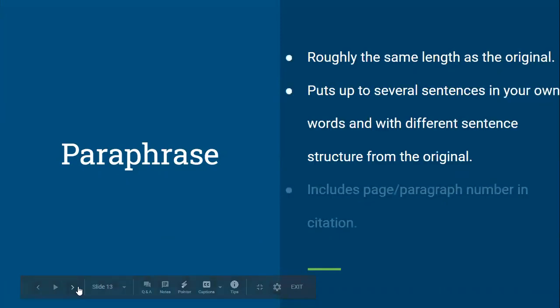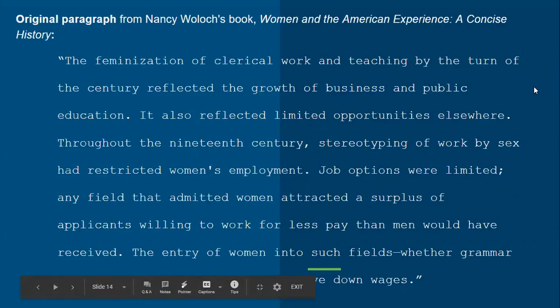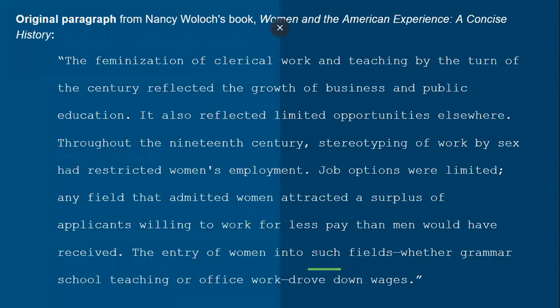And apparently I really liked the animation because it keeps going over and over. All right, so here is an original paragraph, and just pretend that you're a student and you want to use this paragraph in your paper. Would one of you mind reading this out loud?